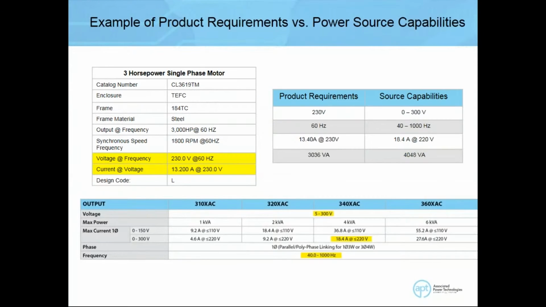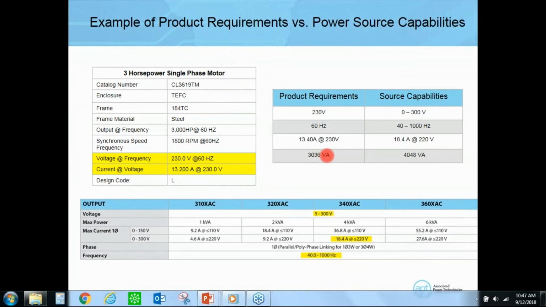Okay, moving on. Again, this is just more of what we covered earlier. If I had a 3 horsepower single phase motor, and the specifications say that it requires 230 volts at 60 hertz, 13 amps needs to be drawn. 13 amps could be drawn at 230 volts. Multiplying these two numbers gives me a power requirement of 3,036 VA. Again, this is a little bit over a 3 kVA power supply if you had one, and then a 4 kVA power supply would be sufficient to drive this load.